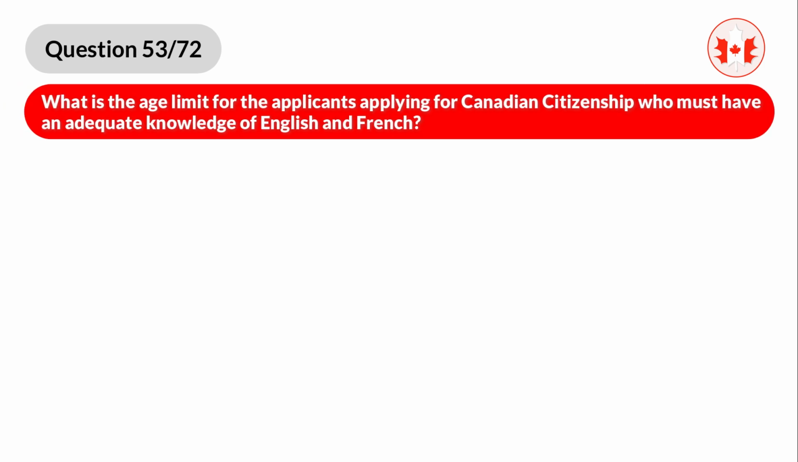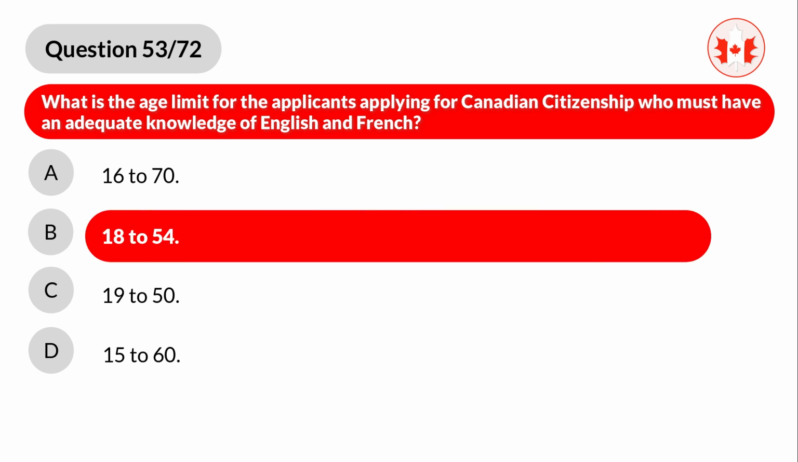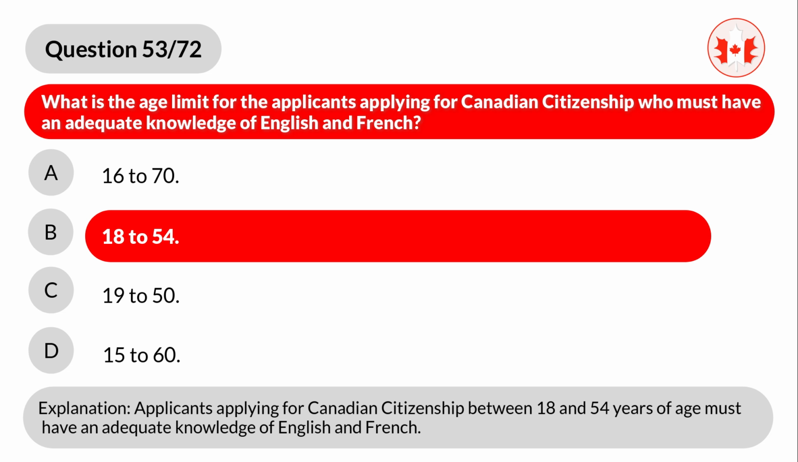Question 53. What is the age limit for the applicants applying for Canadian citizenship who must have an adequate knowledge of English and French? A. 16 to 70. B. 18 to 54. C. 19 to 50. D. 15 to 60. The correct answer is B. 18 to 54. Explanation: Applicants applying for Canadian citizenship between 18 and 54 years of age must have an adequate knowledge of English and French.